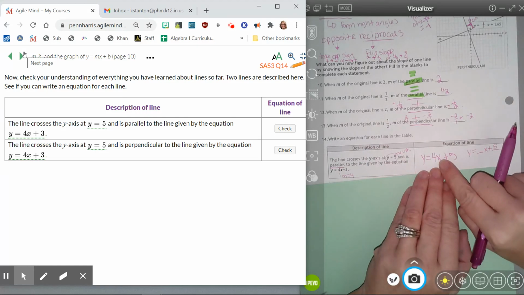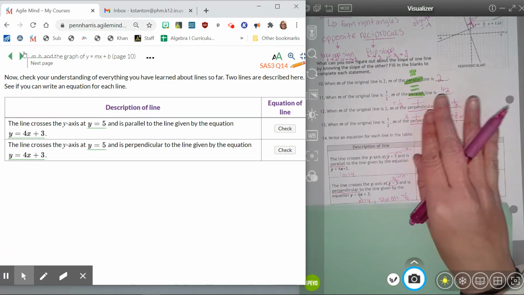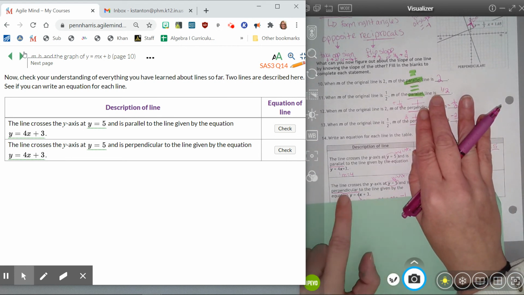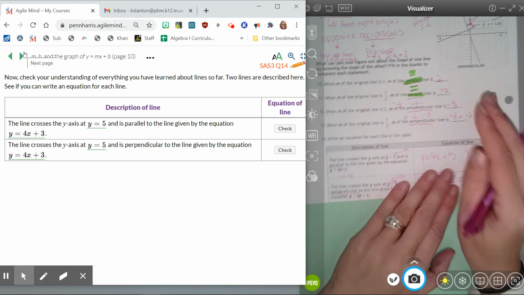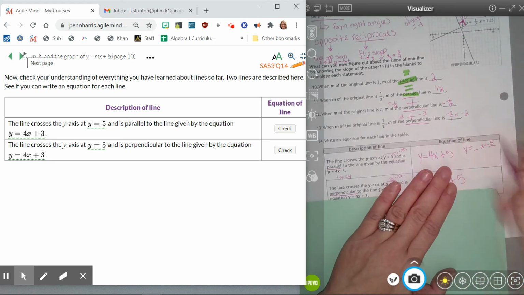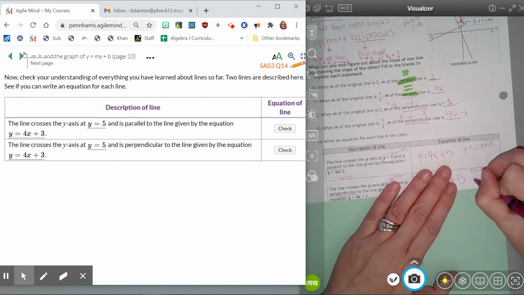Okay, now this time they want the y-intercept being 5, but they want perpendicular. So I can keep my plus 5 out here. Okay, and if m in this problem is positive 4 and they want perpendicular, what we're going to do, we're going to change the sign. So it's going to be negative because that was positive. And then we flip it. 4 over 1 becomes 1 over 4. So that's what I have here.